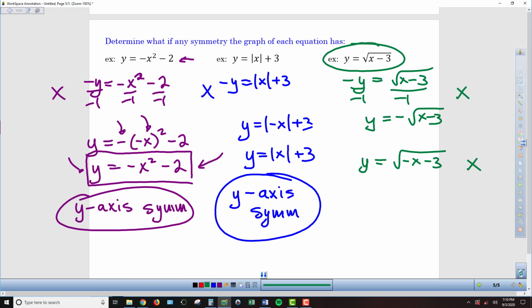And so then our last test is to replace y with negative y and x with negative x. So negative y equals square root of negative x minus 3. And then once again, hopefully we can see that there's no pathway for us to get back to this original equation. Dividing by negative 1, we already showed that that's not going to do it. And so as a result, this one does not have any symmetry.